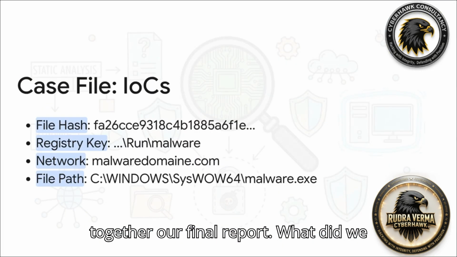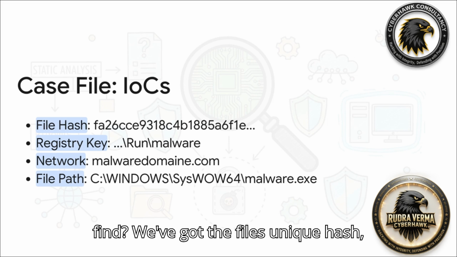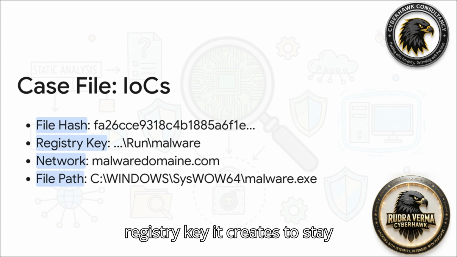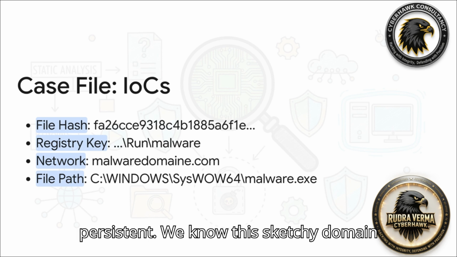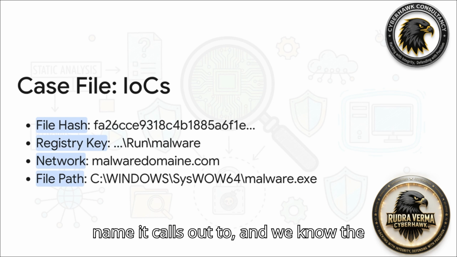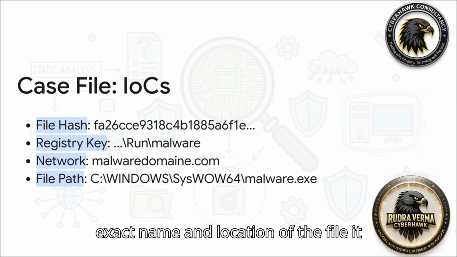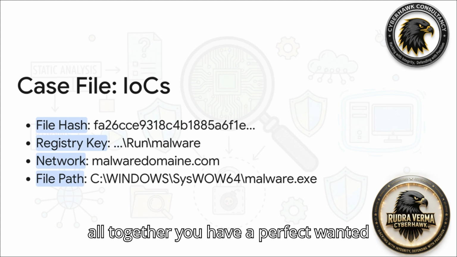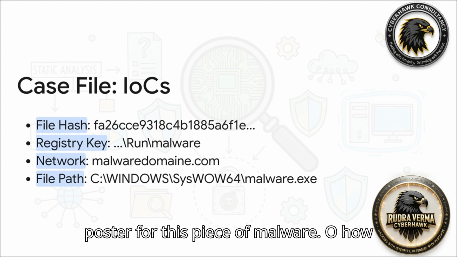So, let's pull together our final report. What did we find? We've got the file's unique hash, that's its digital DNA. We have the exact registry key it creates to stay persistent. We know the sketchy domain name it calls out to, and we know the exact name and location of the file it drops on the system. See? When you put it all together, you have a perfect wanted poster for this piece of malware.